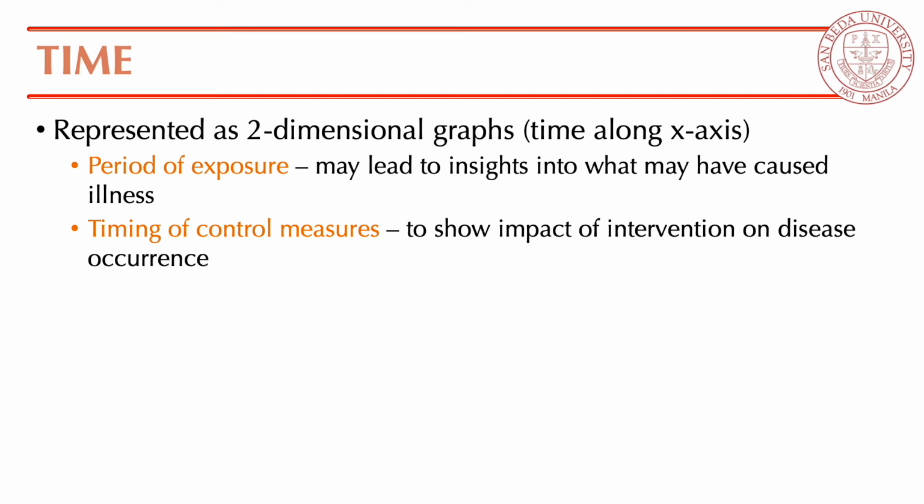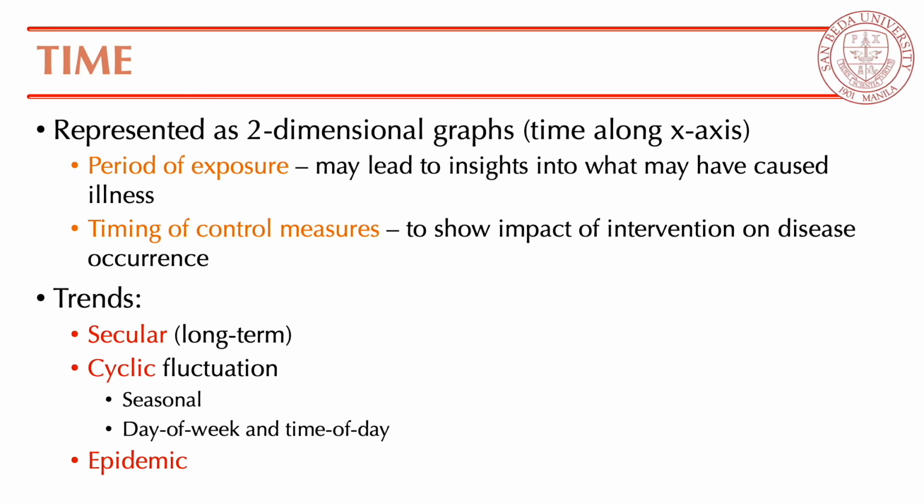Now, also in these graphs, we can mark along the timeline or the x-axis when control measures were implemented, and see with the number of subsequent incident cases of the disease if these interventions had any impact in terms of disease mitigation or not. Now, when graphing the patterns of disease with respect to time, we observe 3 general trends, all of which will be explained further in the subsequent slides.